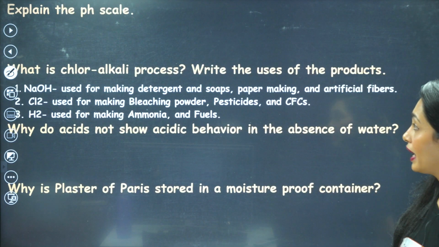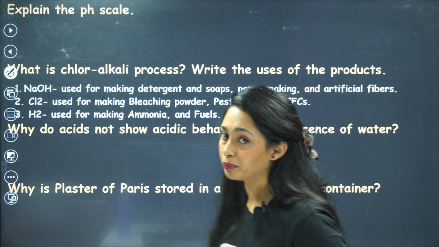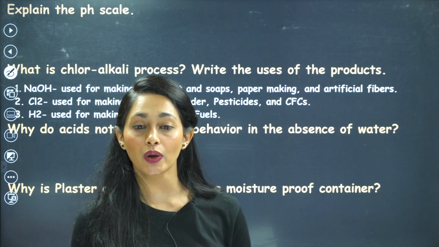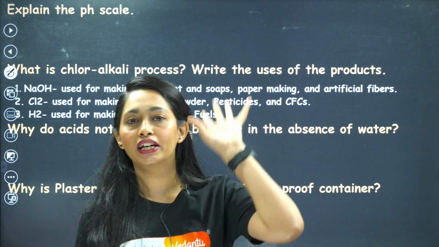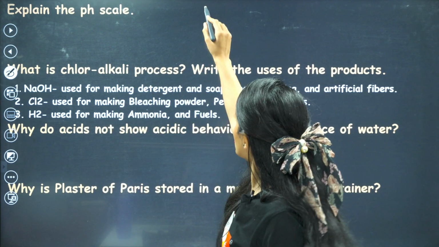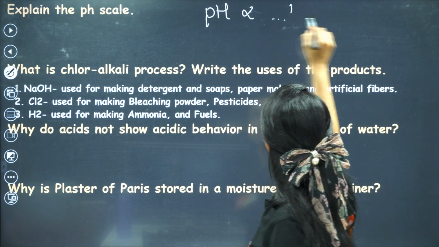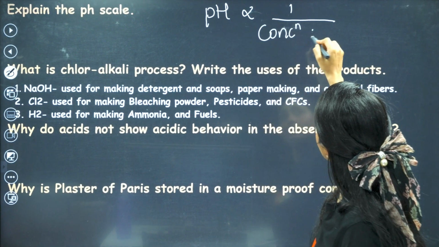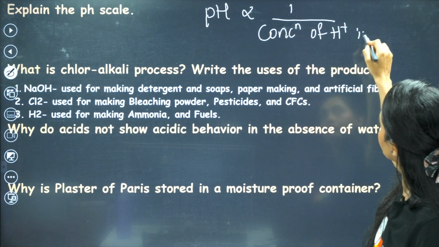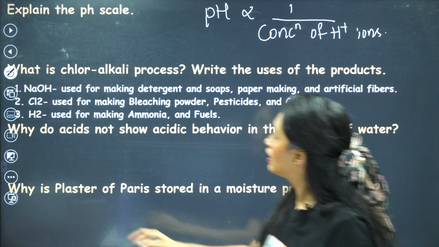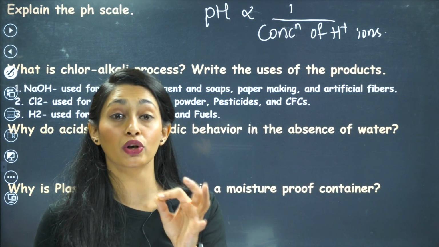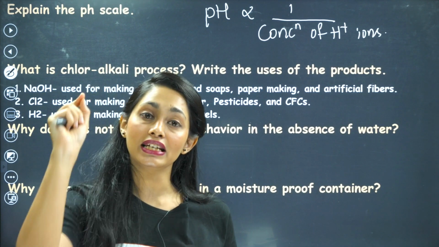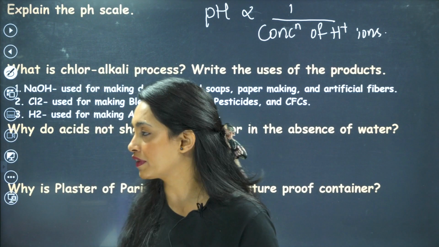Moving on to explain pH scale. This is very, very important, guys. When they ask you to explain pH scale, you mention what is pH. pH is nothing but power of hydrogen. And pH is inversely proportional to the concentration of H+ ions. This is something that you need to mention. It is nothing but power of hydrogen or potency of hydrogen ions, and it is inversely proportional to the concentration of H+ ions.